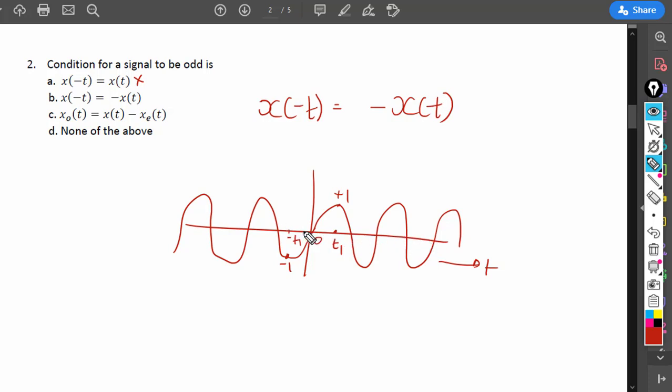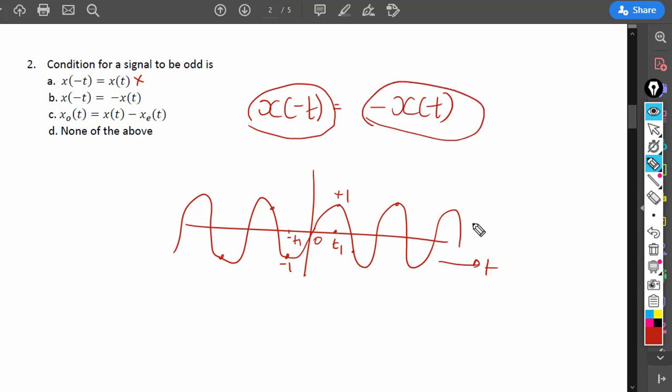Same point: if you pick at the negative side of t, its amplitude will be opposite. If you pick here, its amplitude is something, it will be here. If you pick here, its amplitude is here. In the sense, what if you take the mirror image of the signal? If you take the mirror image of the signal, you get back your signal, but its amplitude is opposite.